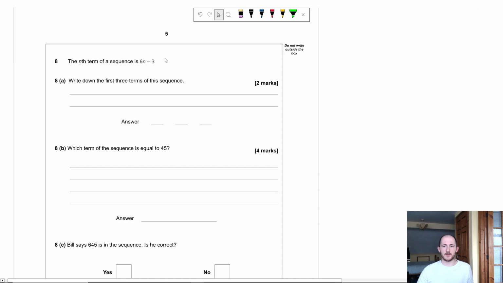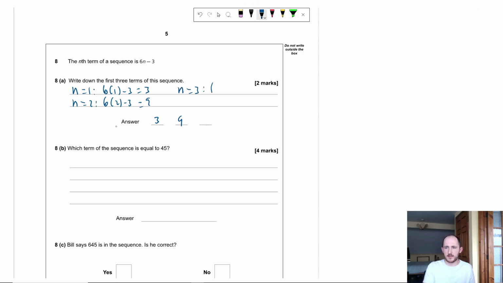The nth term of a sequence is 6n minus 3. What's the first 3 terms? Well, first 3 terms are when n equals 1, which gives me 6 times 1 minus 3, which is 3, so that's my first one. N equals 2, that's 6 times 2 minus 3. 6 times 2 is 12, minus 3 is 9. And then when n equals 3, we have 6 times 3 minus 3, which gives me 18, minus 3 is 15.